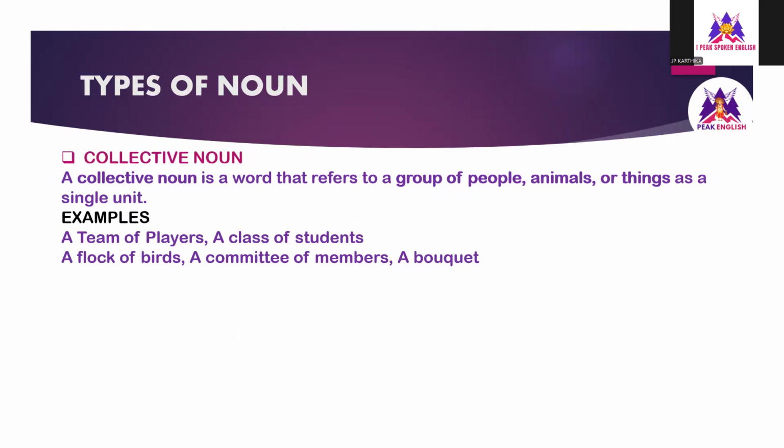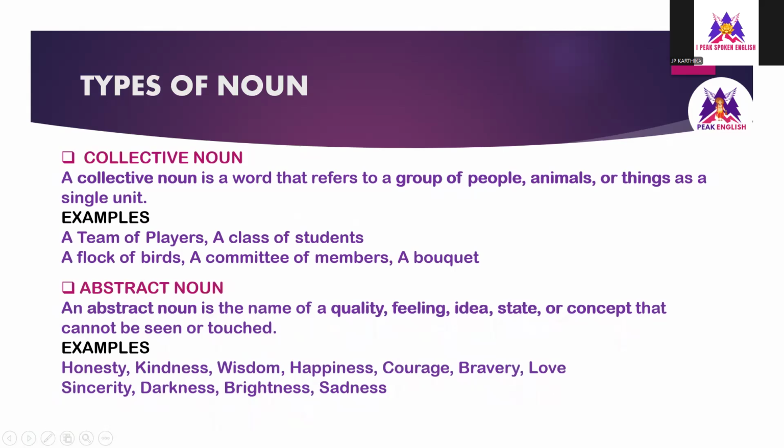Clear, everyone? So collective noun refers to a group of people, group of animals, group of things. And next is abstract noun. Abstract itself is not clear. The meaning of abstract is not clear. Here, abstract noun means the name of a quality. For a quality, a feeling, an idea, a state or concept, we give names, right? That is called abstract noun.